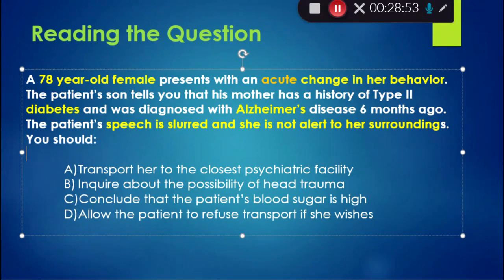Her speech is slurred. Alzheimer's would not cause that. That's a memory disease, and she will not be able to remember things, but it doesn't cause slurred speech. However, diabetes might, and some other things might cause slurred speech. We need to keep that in the back of our head. A stroke may cause slurred speech. So let's see what our options are here now that we've looked at those abnormalities.